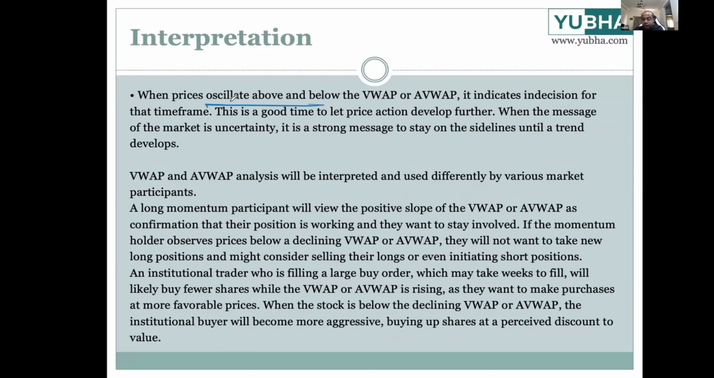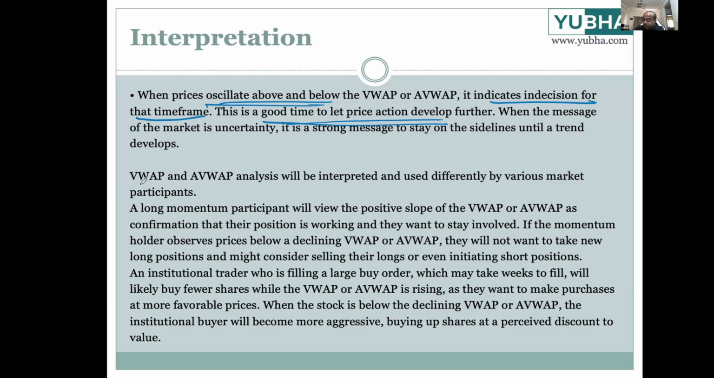When prices oscillate both above and below, it indicates that there's a push and pull between the bears and the bulls. The market has not decided which is the direction. So typically, it's a good time to let the prices develop further and ride out the market uncertainty until you actually get a direction.